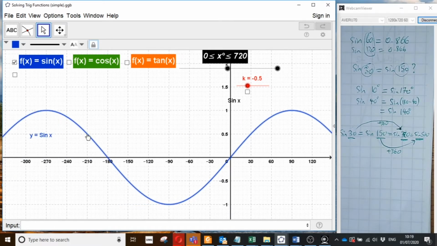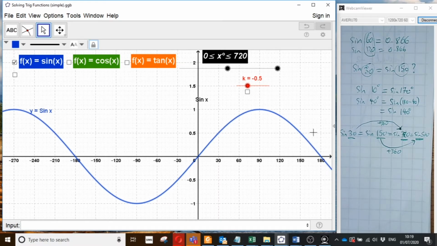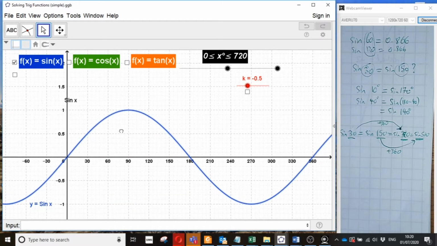You could work out this one, minus 210, by recognizing that that part of the graph is the same as this part of the graph, and taking away 360 degrees. And take away 360 degrees from 30, that will get me minus 330. Let's look at minus 330. There it is. Okay? So just to summarize then, the graph kind of repeats itself every 360 degrees, and there's lots of different angles that sine to give the same number.